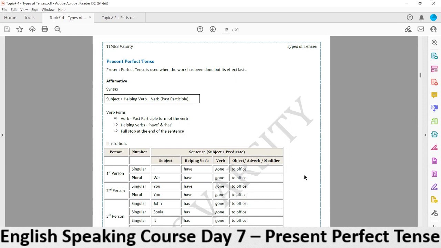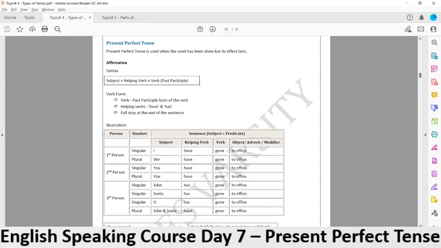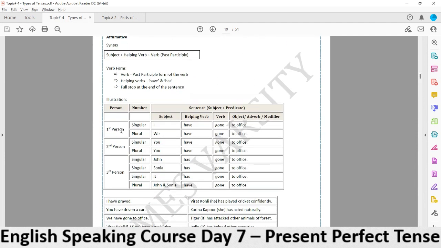Okay, let's go and see some examples. For the first person singular, I have gone to office. We have gone to office. You have gone to office. And in case of third person, even second person plural, you have gone to office. Third person singular, John has gone to office.